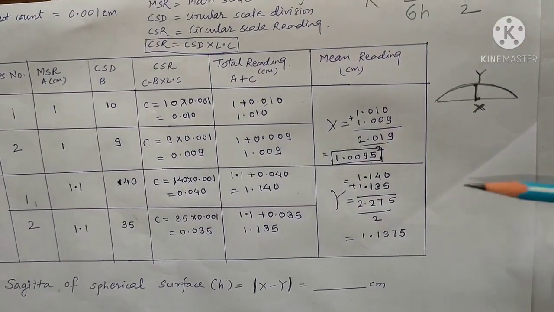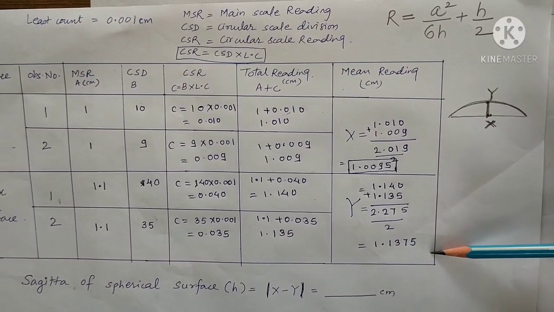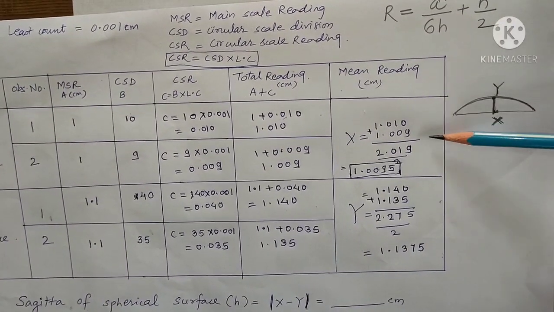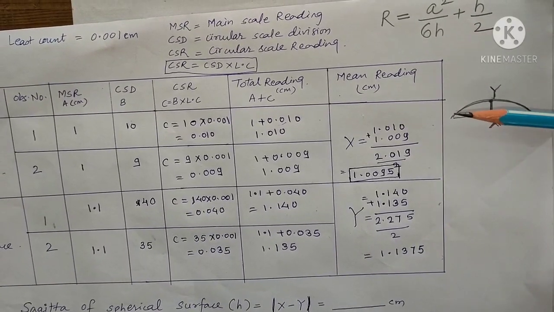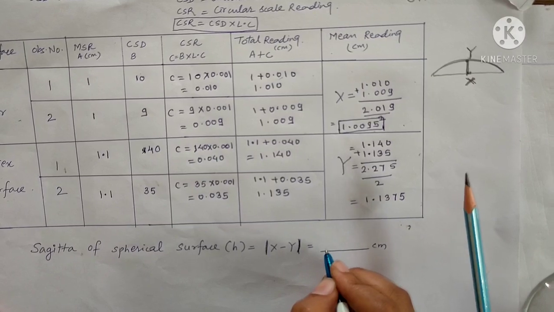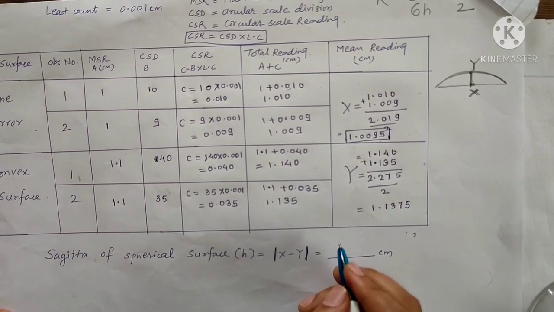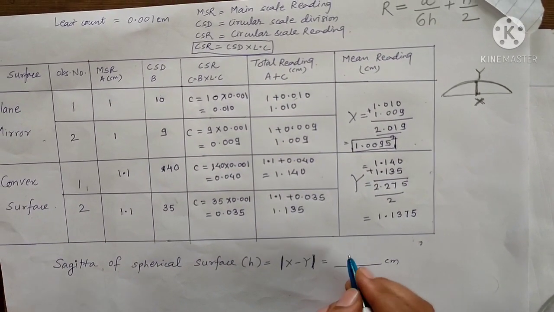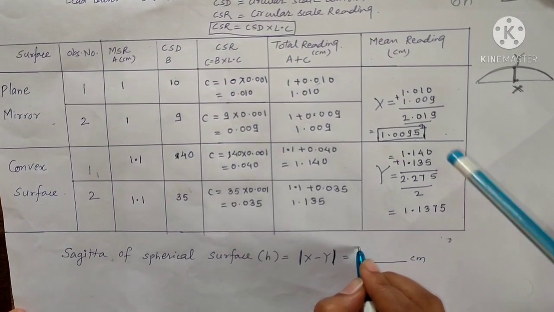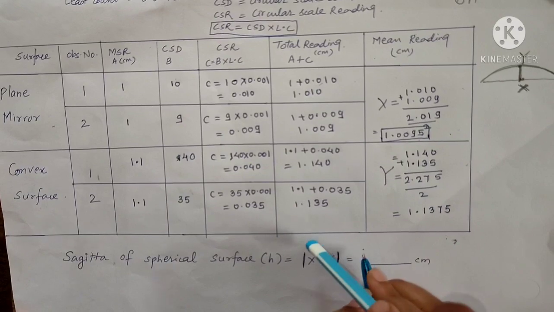So this is our mean or average observation for curved surface. This is for plane surface. Now we have to find the sagitta of this curved surface. To find sagitta, we have to subtract x from y, or you can subtract y from x, because we have to consider only the magnitude.